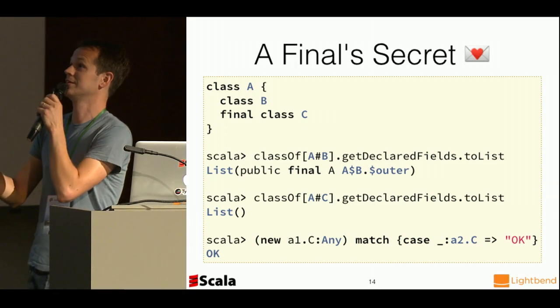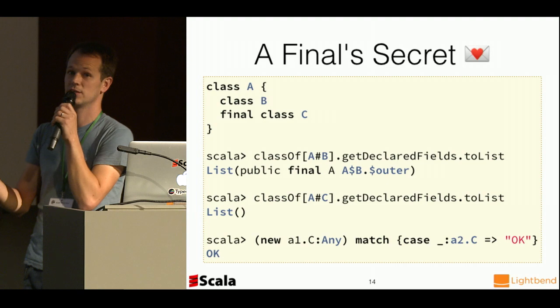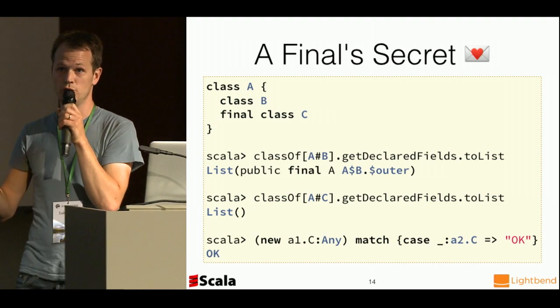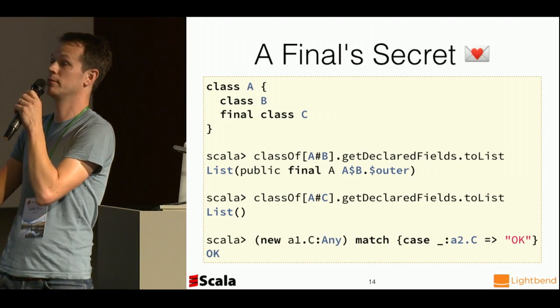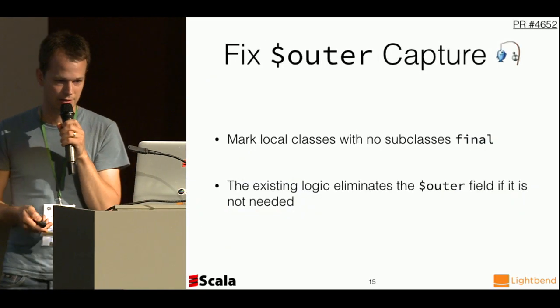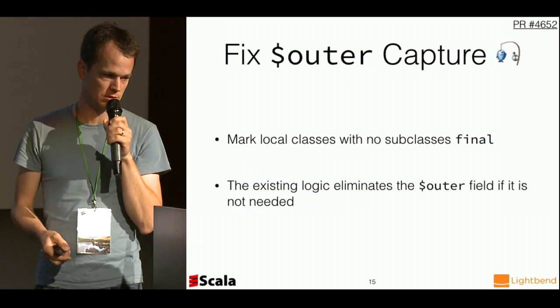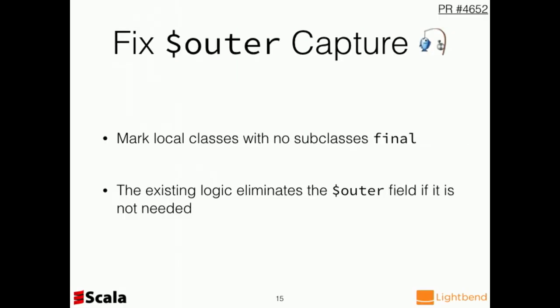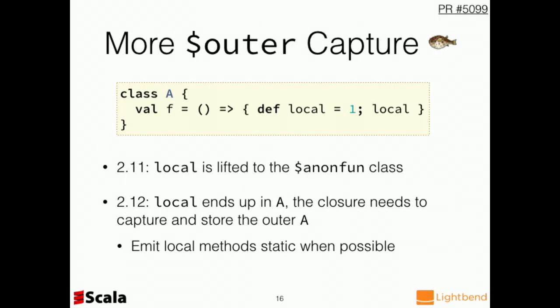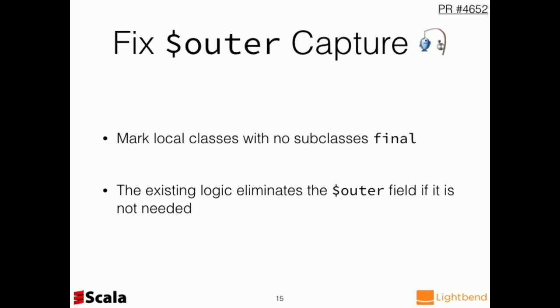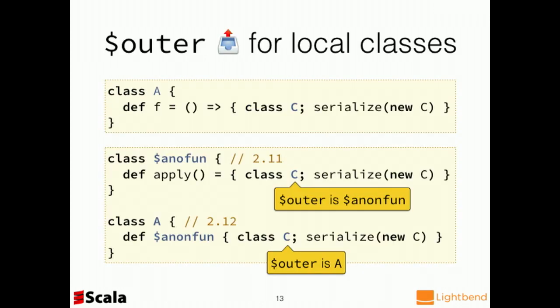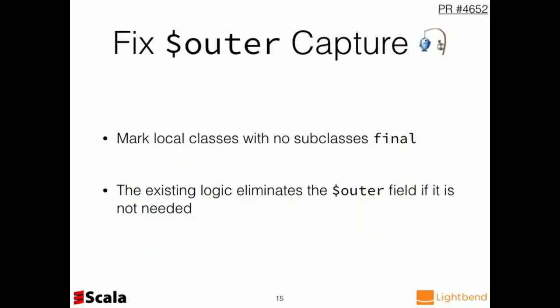Okay, so the secret here is that final nested classes don't get an outer pointer if they don't use it. If you would use some stuff from A here, you would get it, of course. That's exactly the mechanism we use to get rid of the outer pointer within the local class. If you have the local class within the Lambda, we do some analysis to see whether there are any subclasses, and if not, we mark this class as final, and then the outer pointer will be automatically removed.